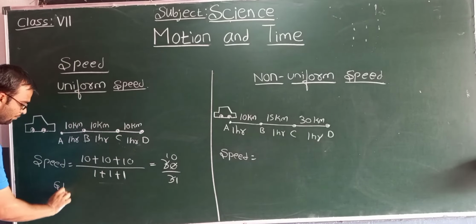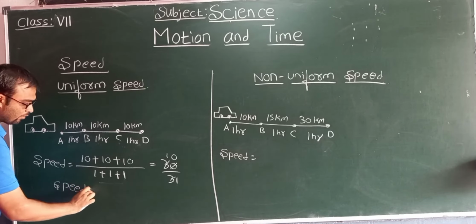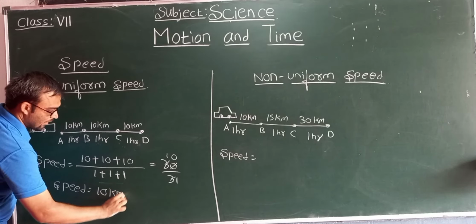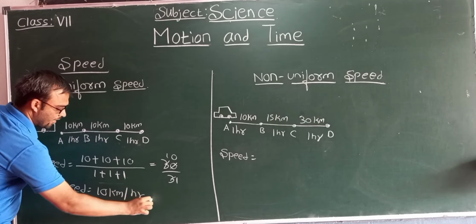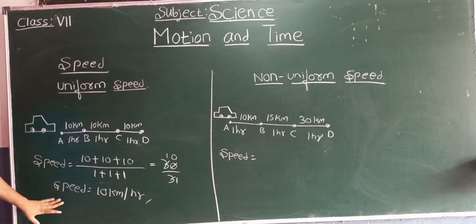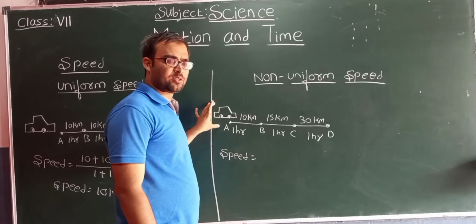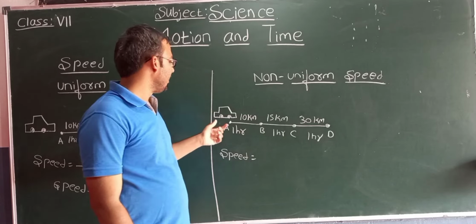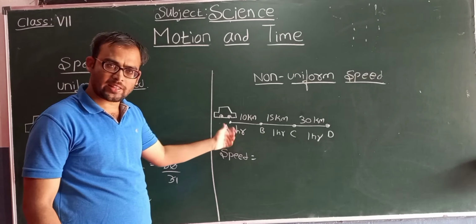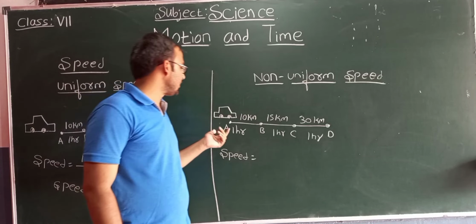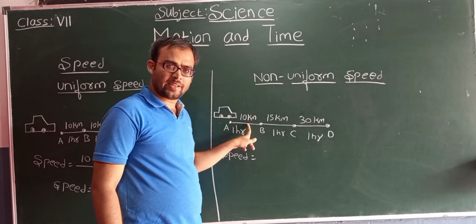Okay, then speed equals 10. This is in kilometer and this is in hour. So here the speed of this car is what? 10 kilometer per hour. Look at here, students. Assume that here there is a car. In first 1 hour, that is from A to B, it has traveled a distance of 10 kilometer.